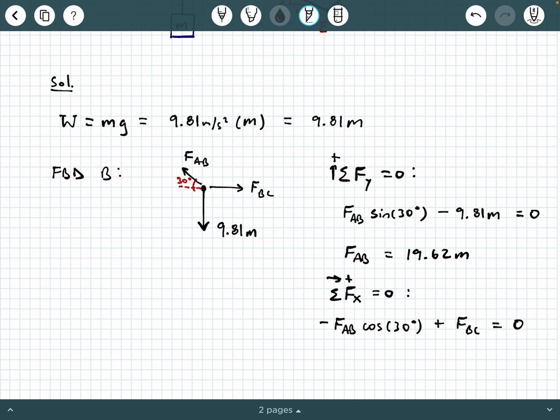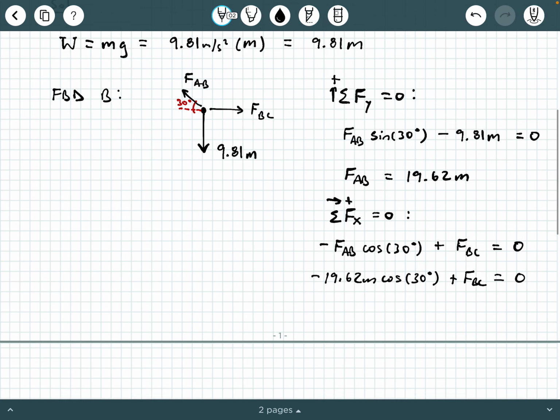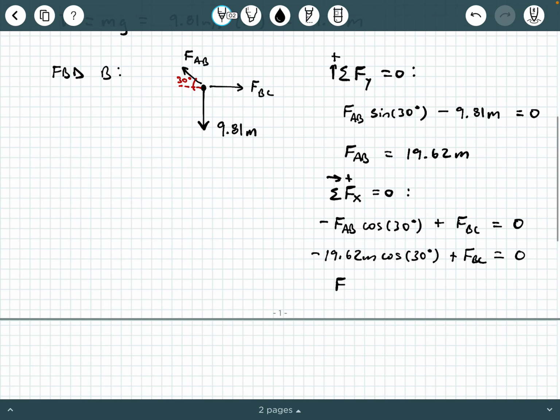Now, do we know FAB? Absolutely. We just solved for that. That was the 19.62 m. So I'm going to say negative 19.62 m times the cosine of 30 degrees plus FBC equals 0. And I can do a little bit of rearranging here and solve for FBC. And when I do that, I'll get FBC equals 16.99 times m.